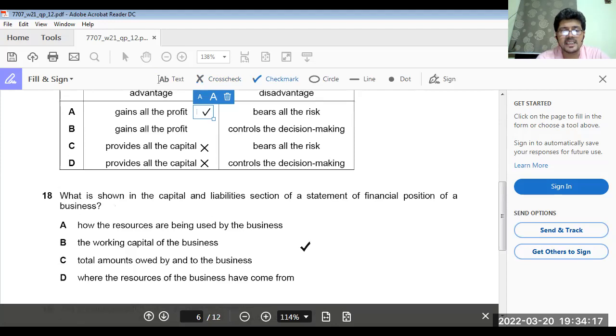Okay. 18. What is shown in the capital and liability section of a financial statement of a business? Now, you know that capital and liabilities are the sources of the asset. Asset means resources. So, where the resources of the business have come from, this should be the answer. Very simple.